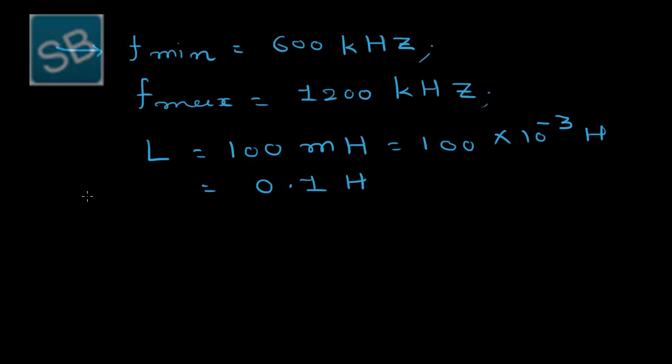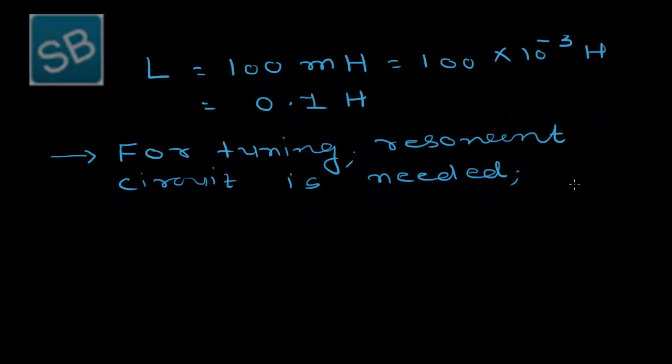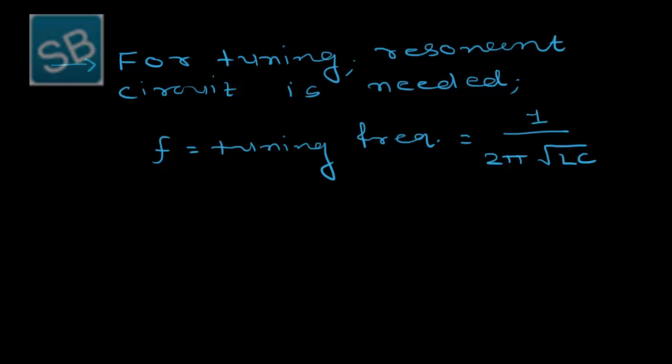And now for tuning frequency. What do you mean by tuning? For tuning, which circuit is needed? We have studied this in the application of resonant circuit. So for tuning, resonant circuit is needed. And so the resonant frequency or the tuning frequency I am writing over here as f is given by 1 over 2 pi under root LC. This equation we have obtained in the theory of resonance.